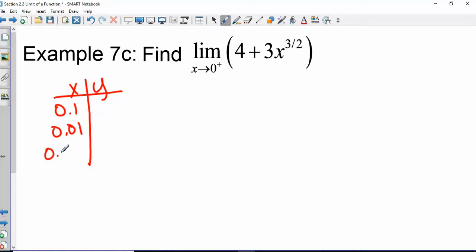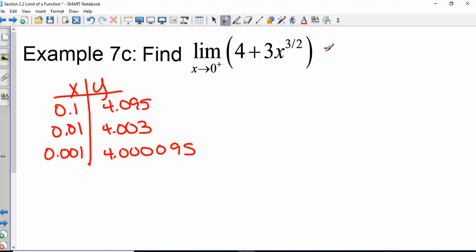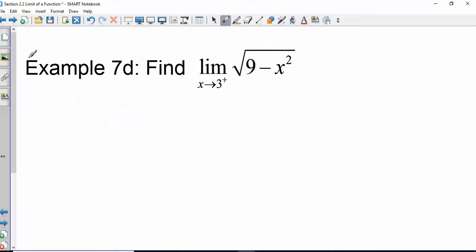So, did you guys plug in these numbers? What'd you get out? So what does this appear to be going to? All right. Let's look at D. So again, you could draw a graph if you wanted, or we could just try our chart. We need things bigger than 3.